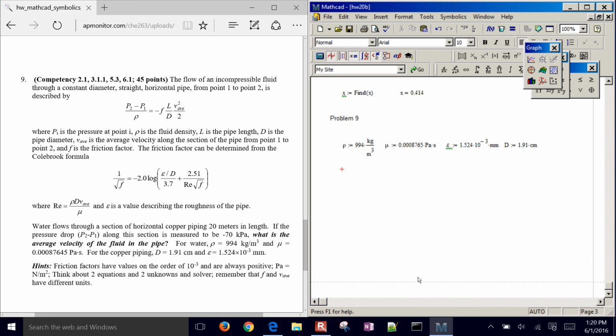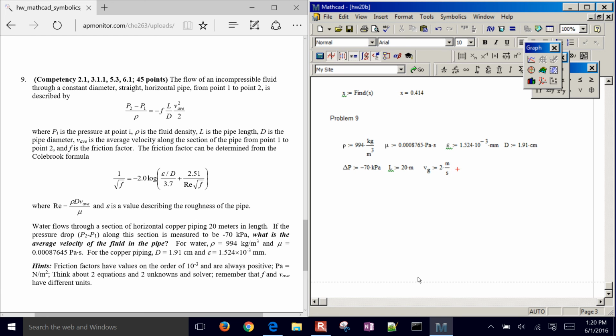We also have delta P. I'm going to do a capital D and then Ctrl+G to get a delta. And then P equals negative 70 times kilopascals. Okay, that's the pressure drop. The length is going to be 20 meters. And then our guess velocity is going to be 2 meters per second.